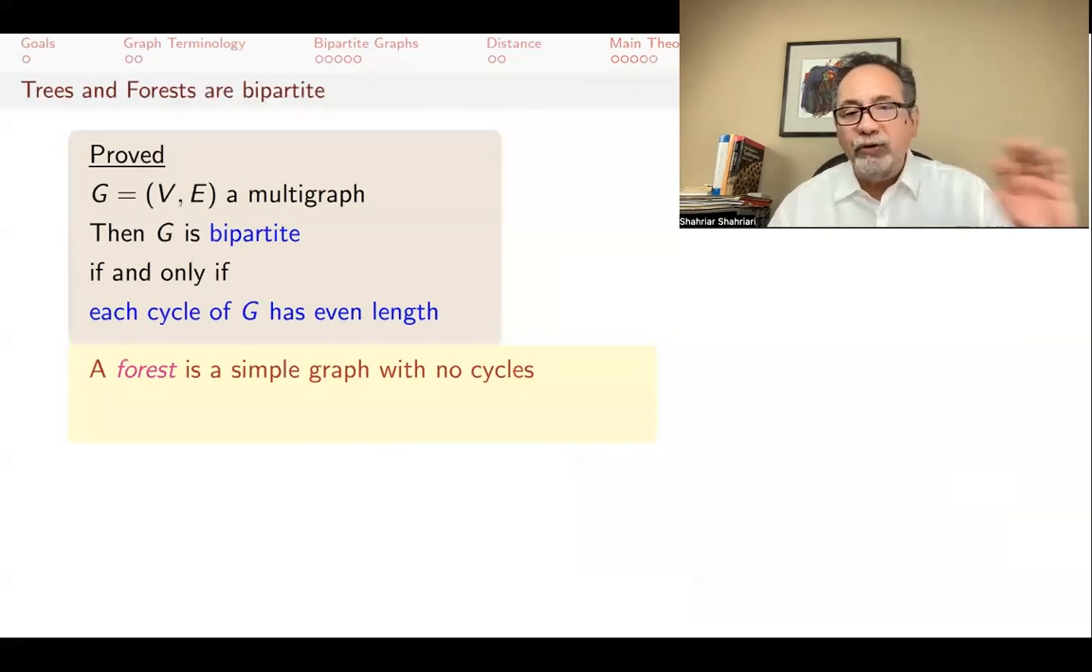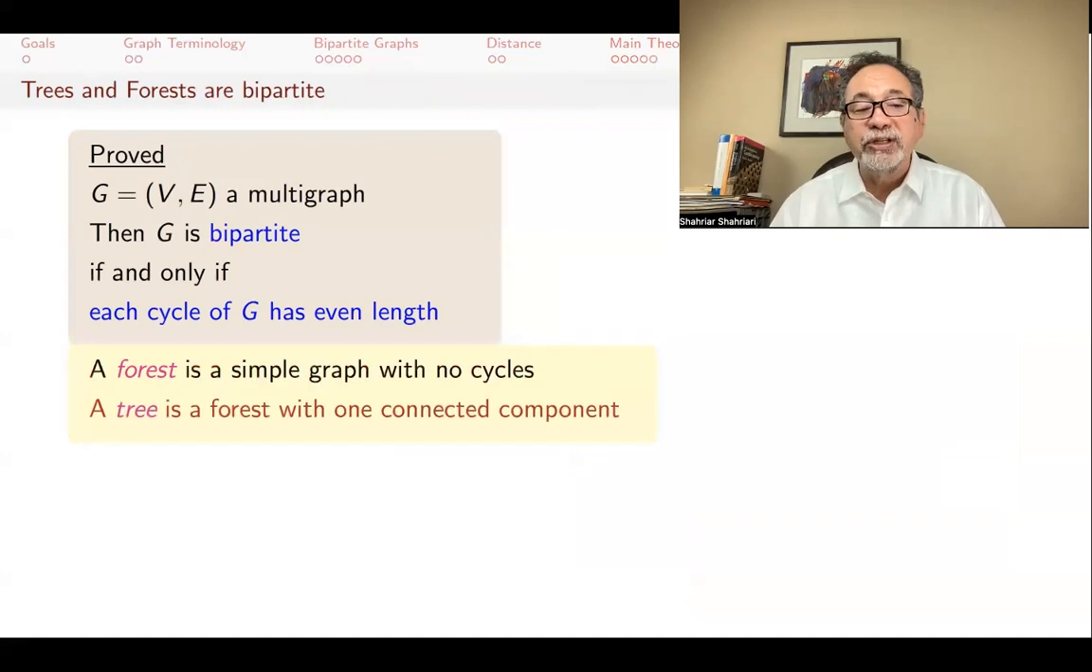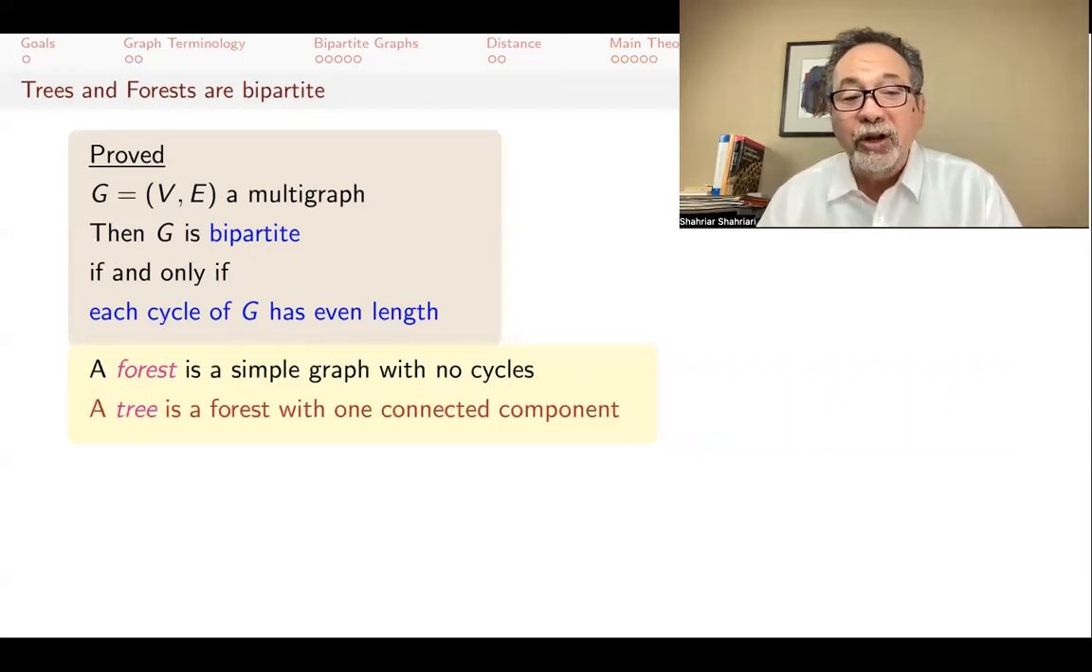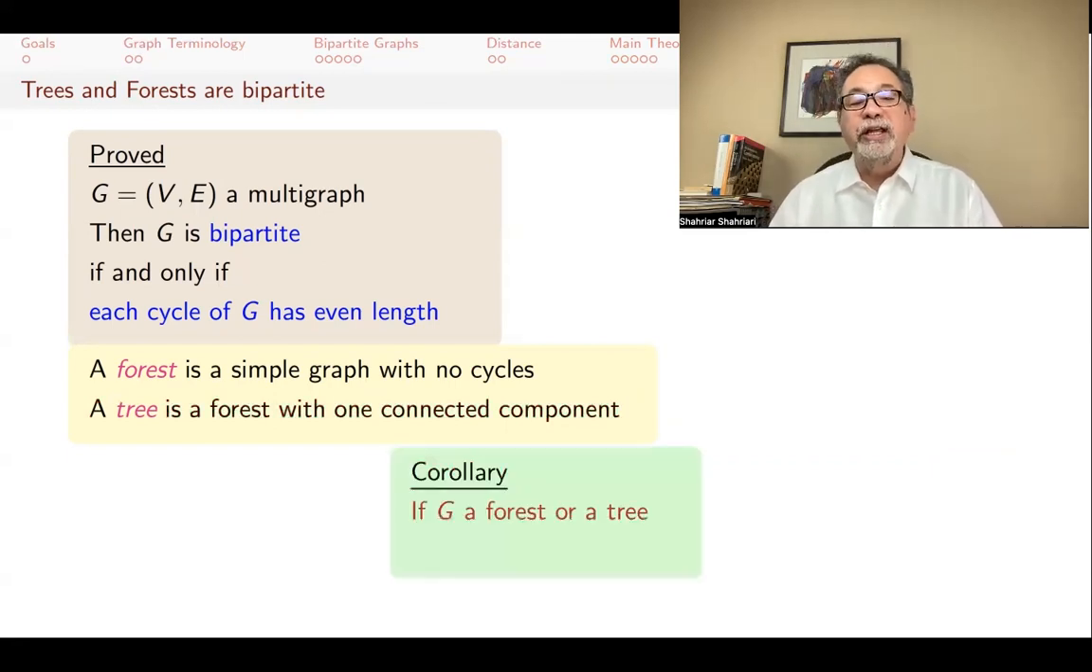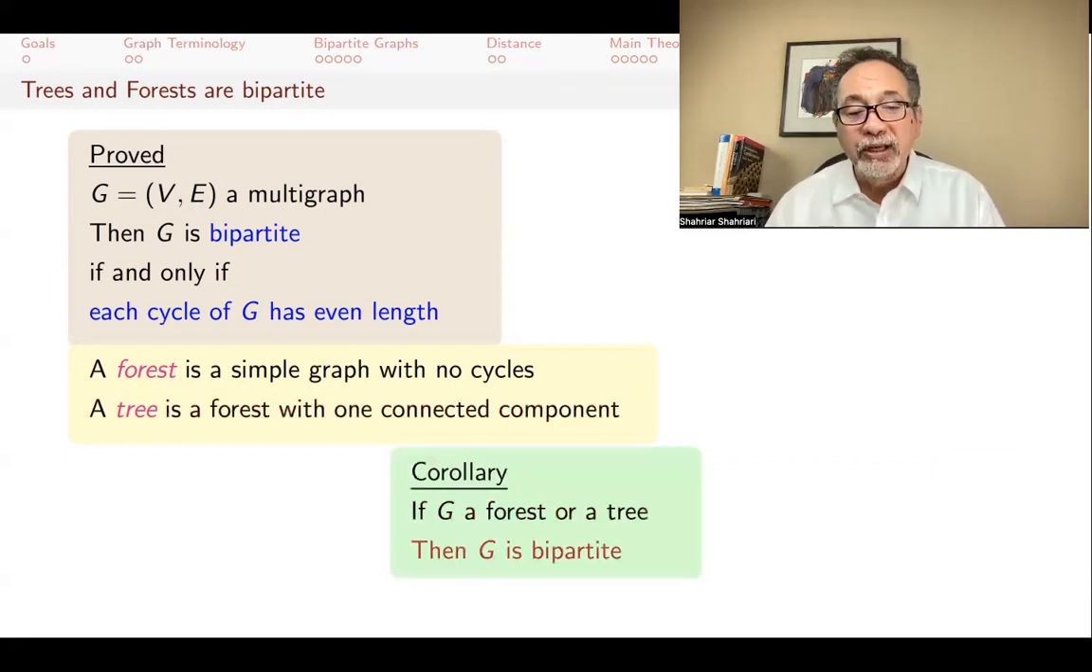Remember now, I have a whole video on trees. A forest is a simple graph with no cycles. A tree is a forest with one connected component. So a tree is a connected graph with no cycles. Now, if you have no cycles, then you don't have any odd cycles. And that means all your cycles are even. So a corollary is that if G is a forest or a tree, then G is bipartite. Forests or trees are automatically bipartite.